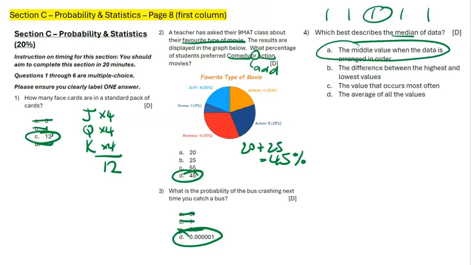Let's talk about the other ones, to see why it's not. So B, the difference between the highest and lowest. It's not that one there because the difference between the highest and the lowest is the range. The value that occurs the most often, definitely not that one there. That's the mode. And then the average of all the values, that's what we call the mean. So none of those ones there.